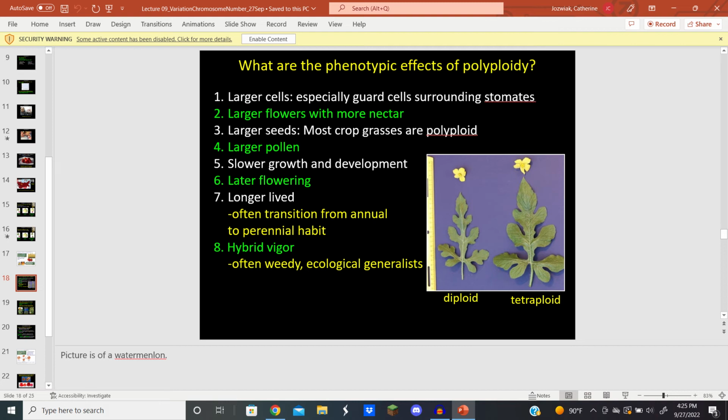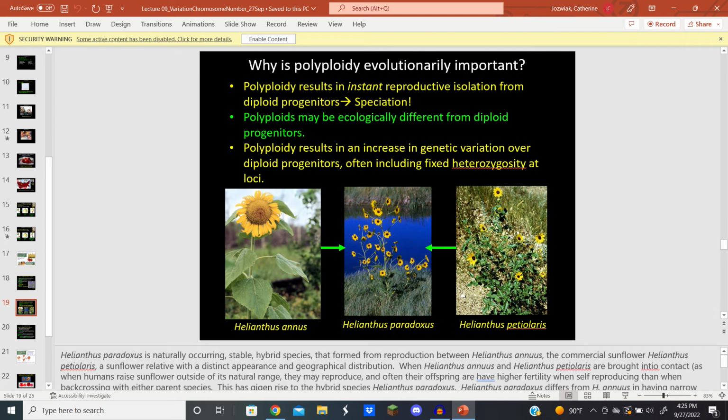One of the things that sometimes happens with polyploid plants is that they become weedy, right? Which means that they're able to grow more places than their diploid ancestors can, and so they become generalists, right? They can occur in a lot of human disturbance. And there's some good evidence that humans have done a lot to help polyploid plants spread across the world. Now, this is actually evolutionarily important and has been even before humans were helping to spread this.